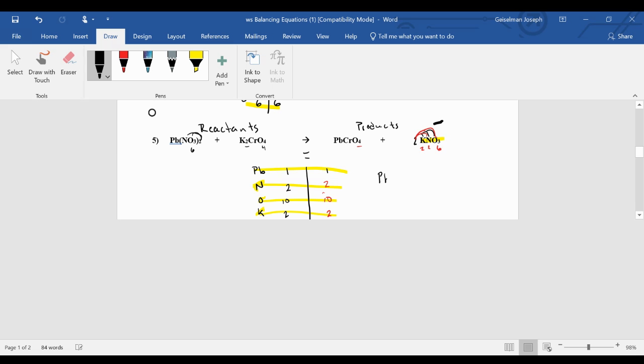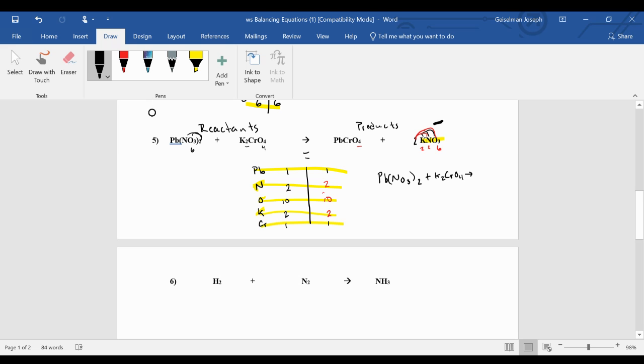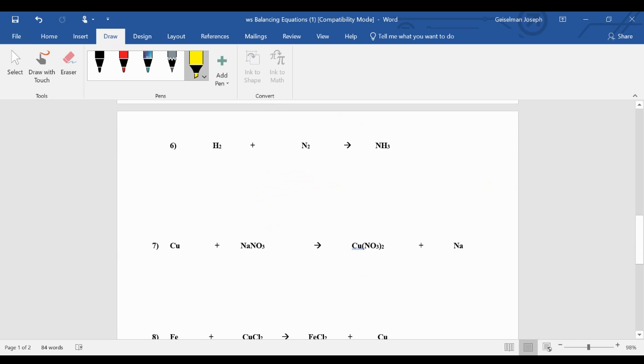Our new equation is Pb(NO3)2 plus K2CrO4 gives us, so we didn't even change anything on the reactant side, we only changed the products. We get PbCrO4 plus, I'm sorry, I'm writing down below, but we're running out of room, 2KNO3. So really the only thing that we changed in this whole problem was this piece right there. All right, on to the next page.